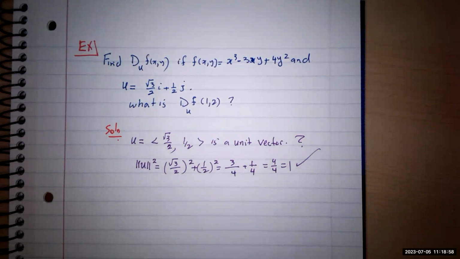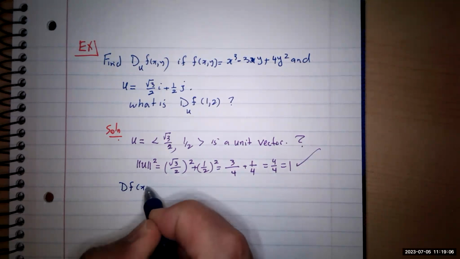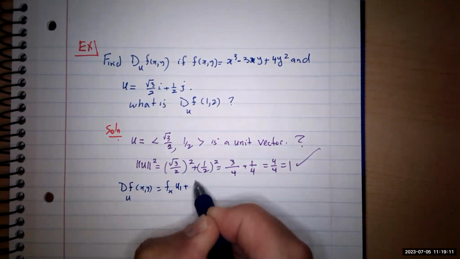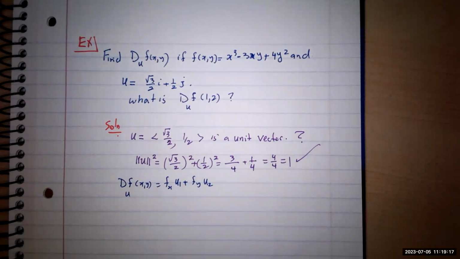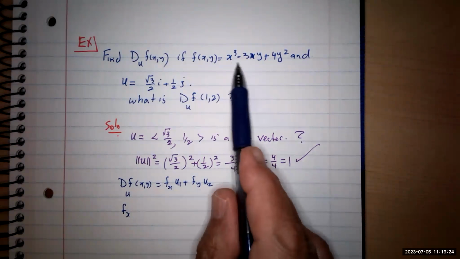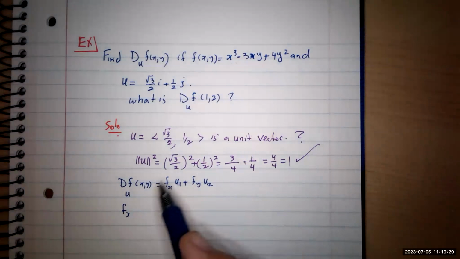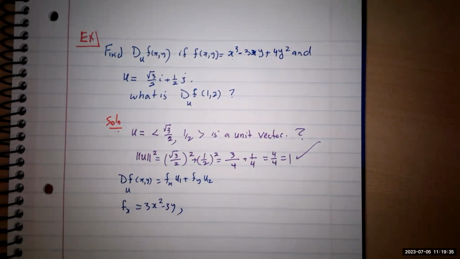Now go with the formula. Directional derivative of f at x, y in the direction of u is simply f sub x times u1 plus f sub y times u2. That's it. Partial derivatives. Partial derivative with respect to x: 3x squared minus 3y. That's f sub x.